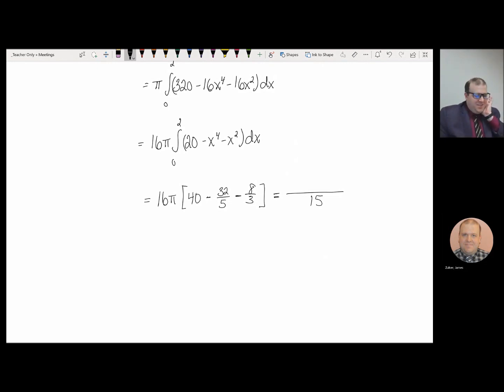You could just simplify. I could factor out... actually, I could factor out an 8. That'll make this easier, right? 8 times 16, 64 times 2, 128. Then we're left with 5 minus 4/5 minus a third. That's going to make this easier.